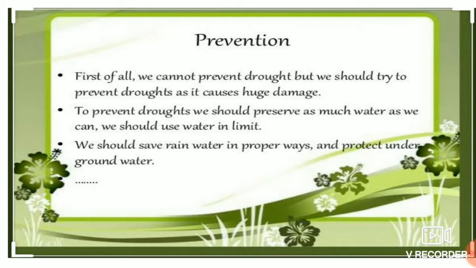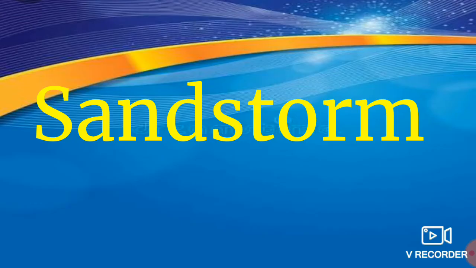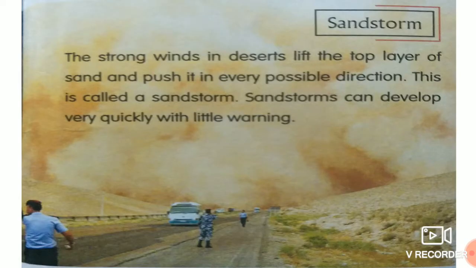So the next one, sandstorm. The strong wind in the desert lifts the top layer of sand and pushes it in every possible direction. This is called a sandstorm. A sandstorm can develop very quickly with little warning. A sandstorm is a violent windstorm that often occurs in desert areas.